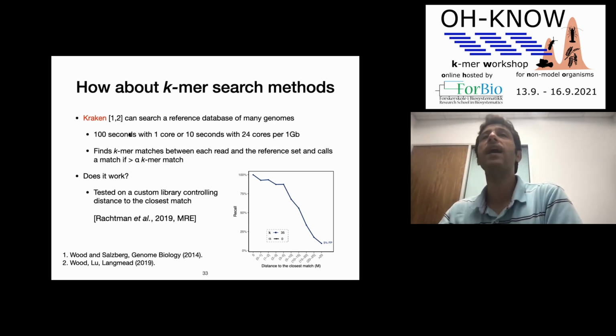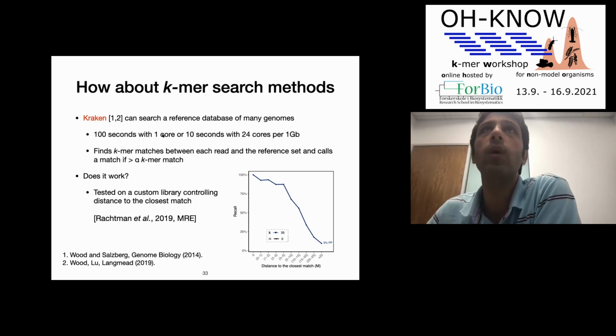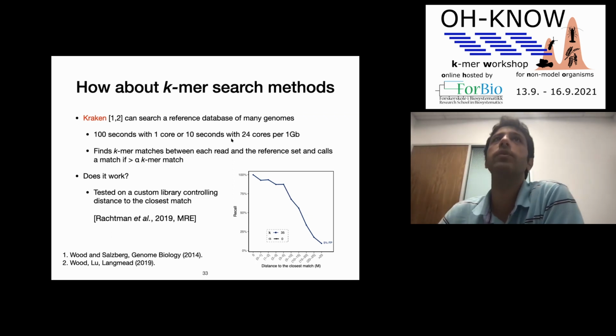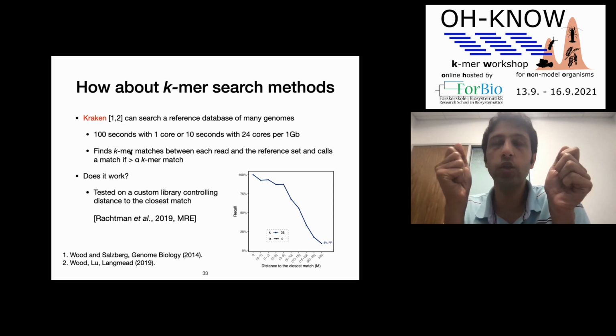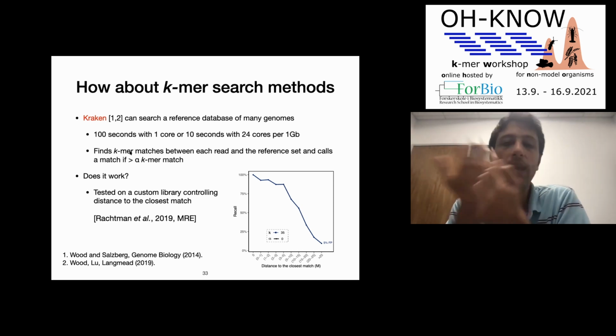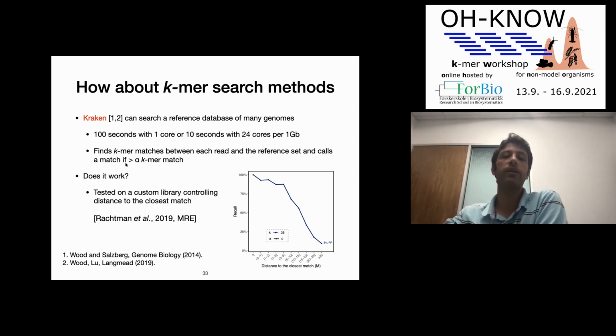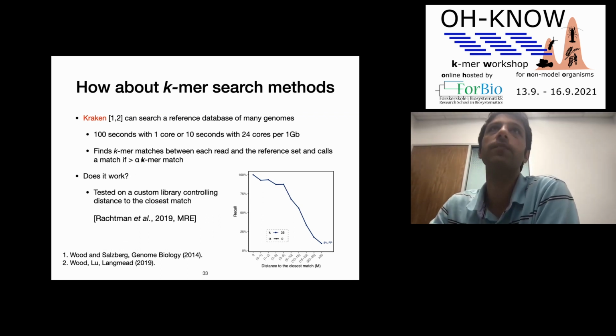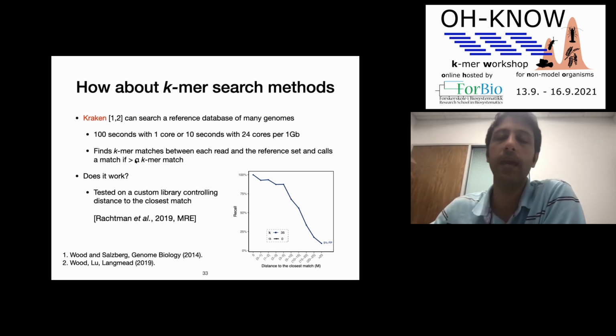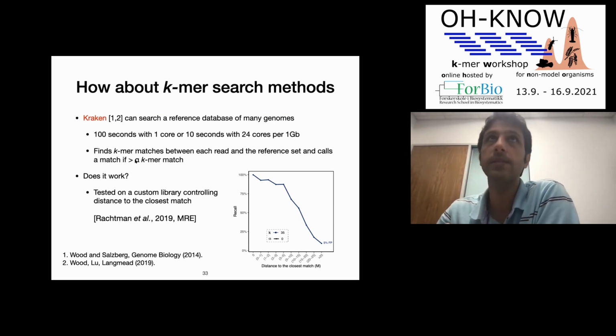The tool is pretty fast. It takes 100 seconds with one core for 1 gigabase pairs of queries. So that's pretty good. What it does is basically it finds whether each read has k-mer matches to anything in the reference above a certain percentage. By default, that percentage is 0. So when we say above 0, it means if any of its k-mers matches the database.